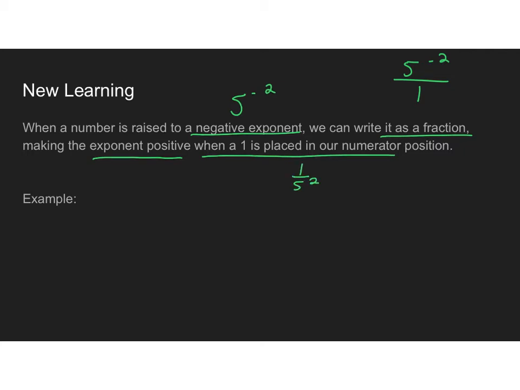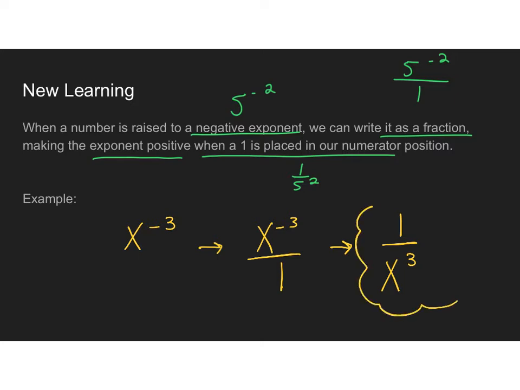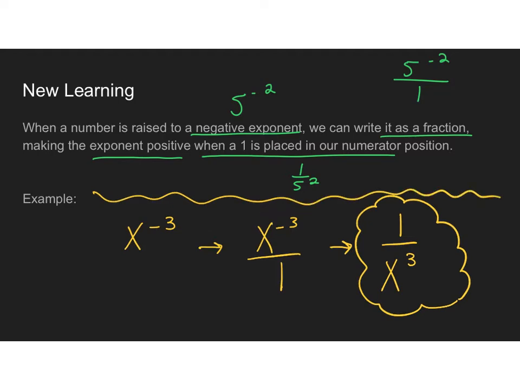I'm going to give you another example down here that I want you to do with me. Let's do x to the negative third power. First thing I'm going to do is write this as a fraction. Second thing I'm going to do, I'm going to flip that fraction upside down, and then I'm going to change this to a positive exponent. All right? So those are our two examples there. Make sure you have them down, and we're going to get into some exercises now.